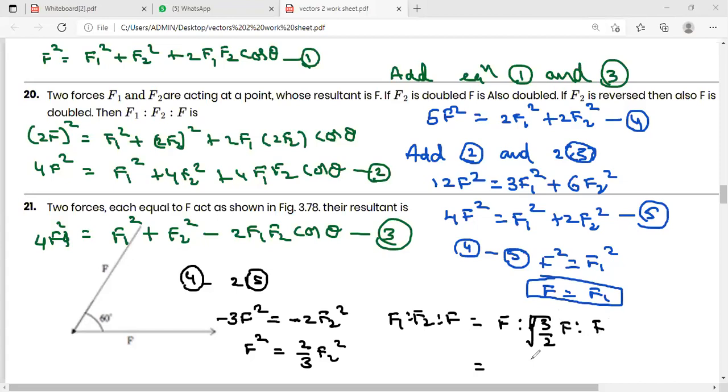So what is the ratio here finally? 1 is to root 3 by 2 is to 1. So in ratio, generally we don't take anything in the denominator. So multiply everything with root 2. So you will get here the answer: root 2 is to root 3 is to root 2. That is the answer for the given one.